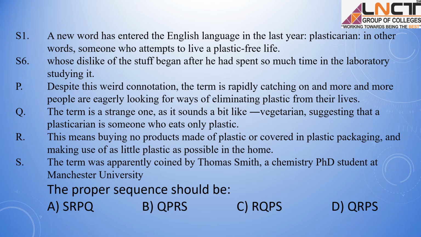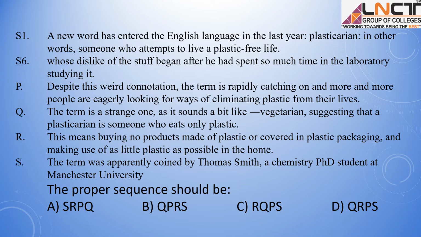Let's read it once again. A new word has entered the English language in the last year, plasticarian. In other words, someone who attempts to live a plastic-free life. This means buying no products made of plastic or covered in plastic packaging and making use of as little plastic as possible in the home. The term is a strange one as it sounds a bit like vegetarian. Okay, it sounds, and then fine. Now, the word sounds correlates with the word connotation in sentence P, and that's why P should come after Q.